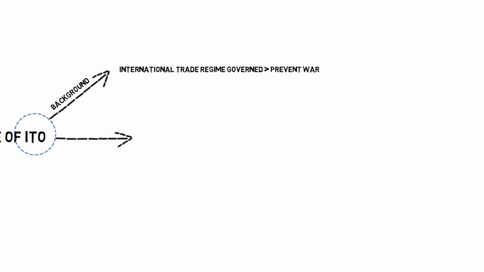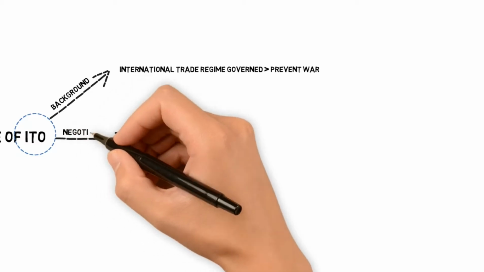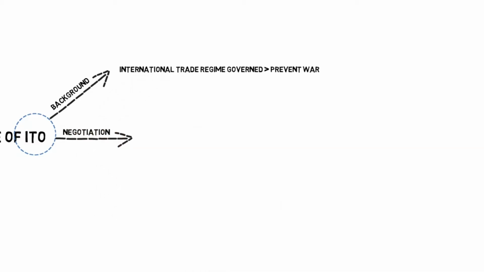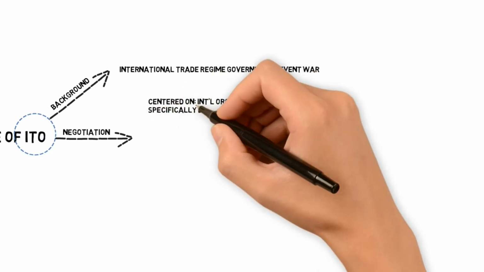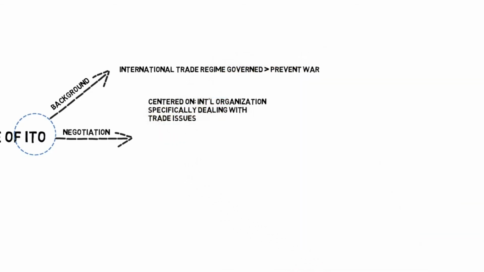The discussion on how global political economy was managed had been started even before the World War II had ended. The negotiations on the global trade regime was conducted almost at the same time with the discussion on how monetary and financial sectors were managed. The negotiations on trade issue mostly centered on how to establish an international organization specifically dealing with the trade issues.